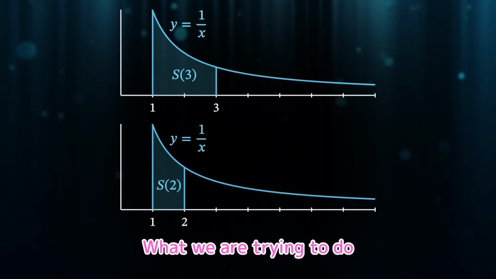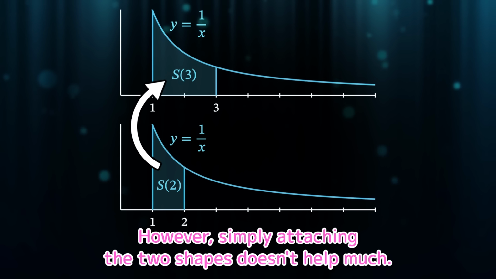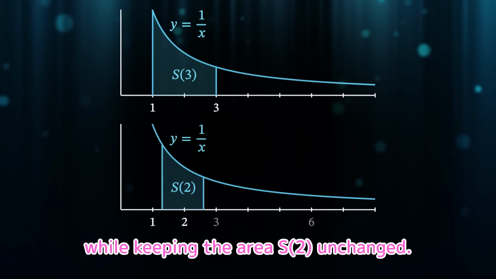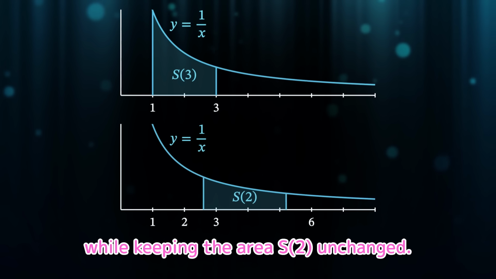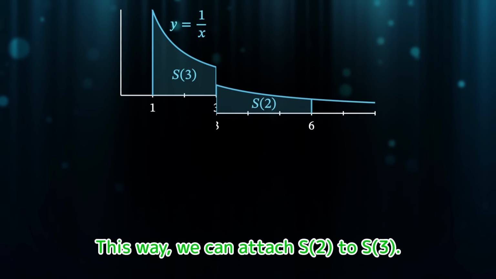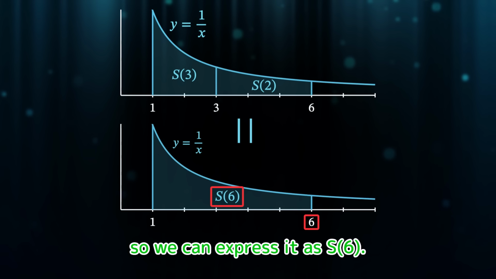What we're trying to do is pour S of 2 into S of 3. However, simply attaching the 2 shapes doesn't help much. So first, let's transform the lower shape while keeping the area S of 2 unchanged. I see. This way, we can attach S of 2 to S of 3. Combining them gives the area up to 6, so we can express it as S of 6.